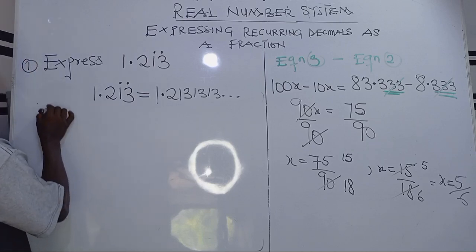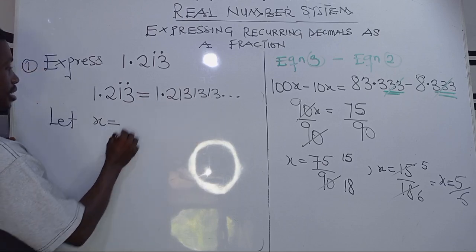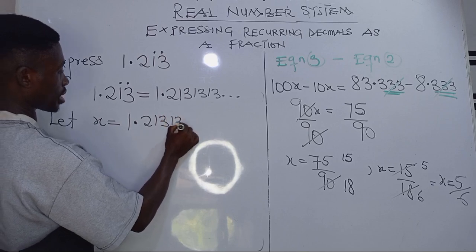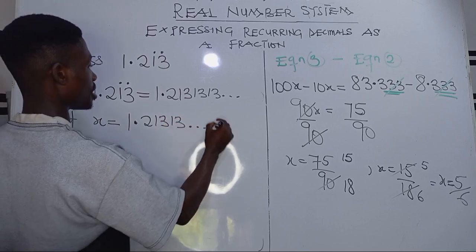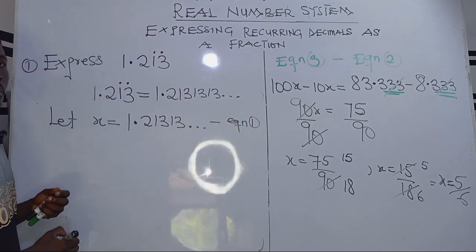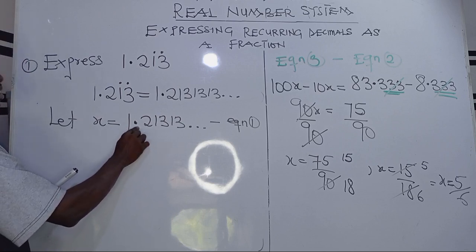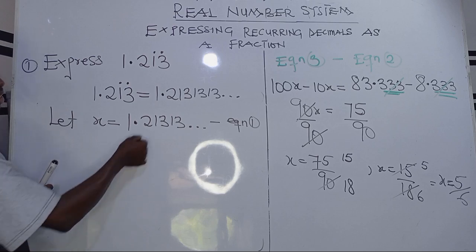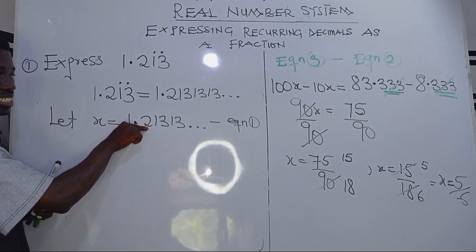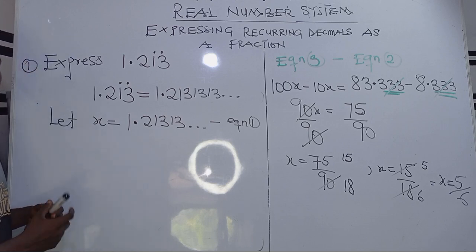So looking at this, we are going to let a variable, let's say x, equal to the decimal number given. So we have x equals 1.21313 up to infinity, and we call it equation 1. Then we look at the number that comes directly behind the decimal point, and that number is 2. Since it is only one digit that is behind the decimal point that is not repeating, multiply equation 1 by 10. Good.